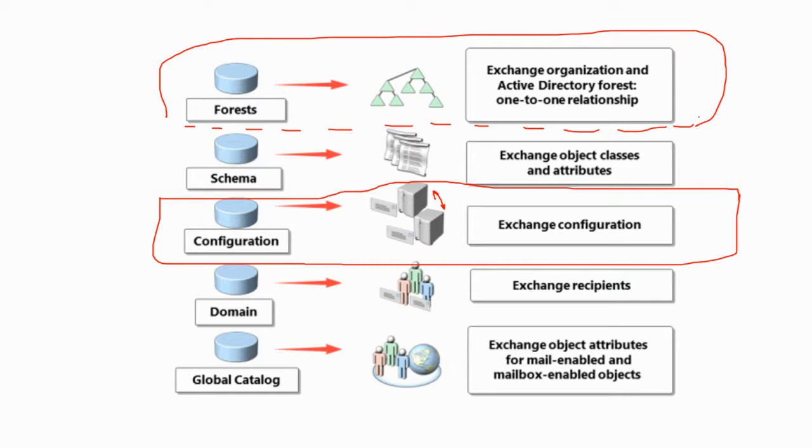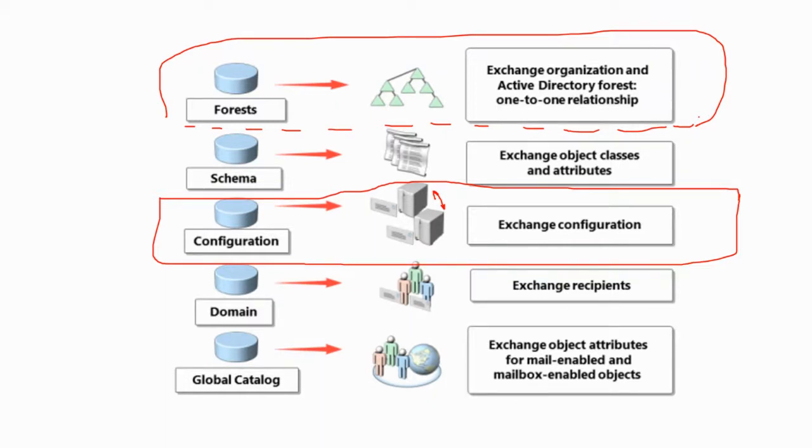In addition, some distributed applications and services store information in the configuration partition. This information replicates through the entire forest so that each domain controller retains a replica of the configuration partition. So we will have a copy of the configuration in every server.